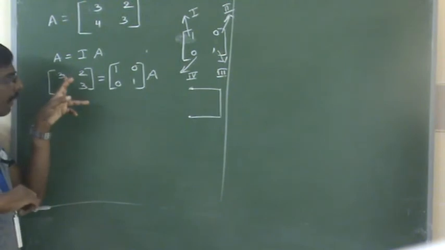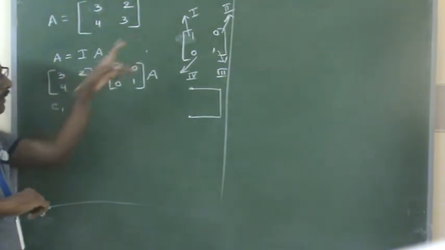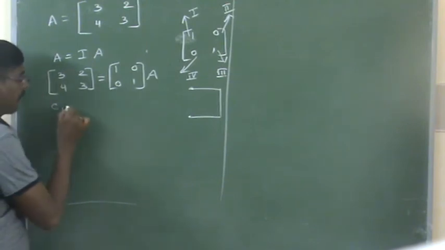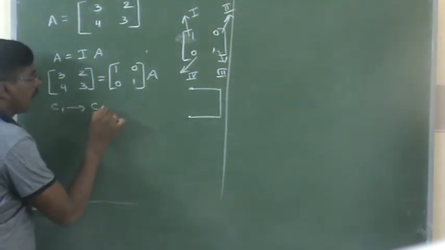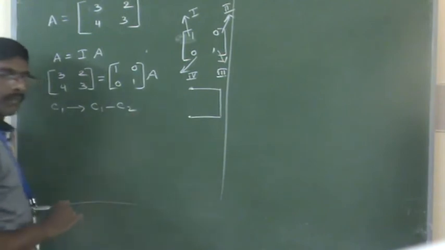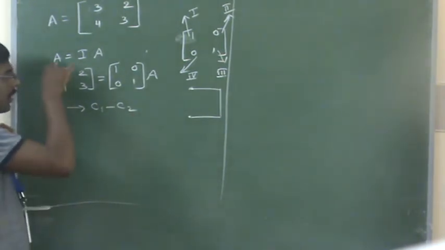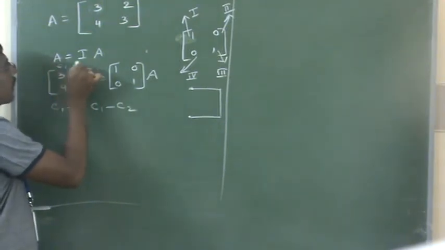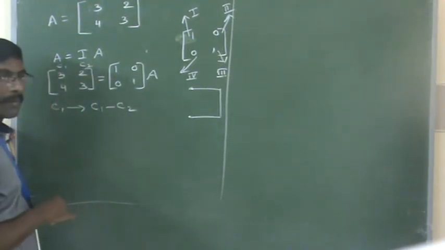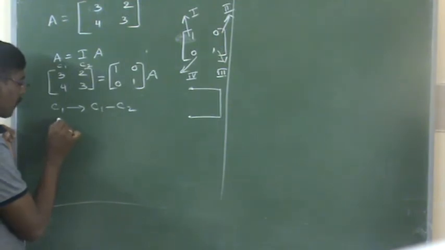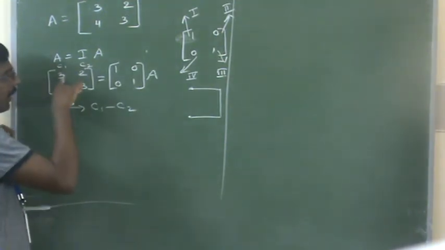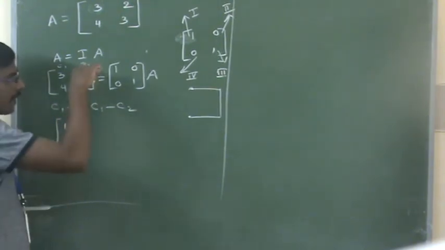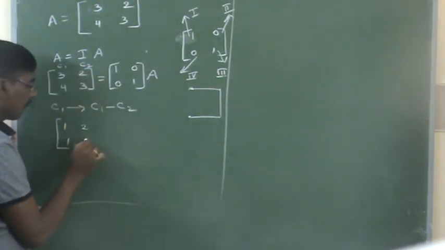First, the place value of A11, 3, can be converted to a 1. What operation are we using? C1 tends to C1 minus C2. This is C1, this is C2. C1 minus C2 means what answer will come? C1: 3 minus 2, 1. 4 minus 3, 1. C2 is written as it is: 2, 3.